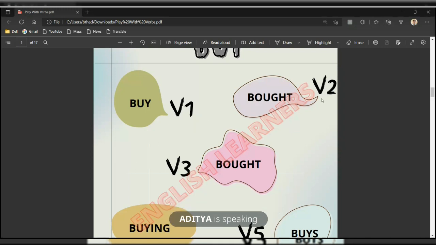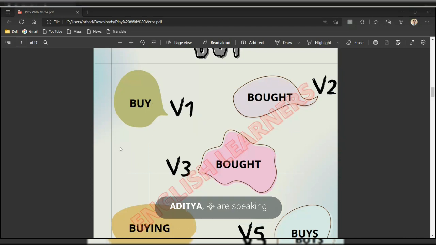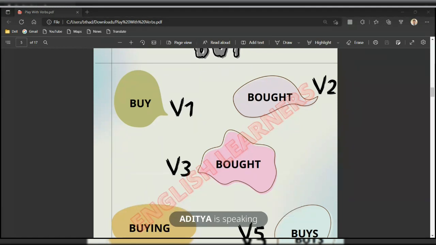Okay. Right now we will use verb second form. That is bought. So who wants to make first? Bought. My father bought me a new cycle on my birthday. May I? Yeah, go ahead. Well said. I bought a watch for her. Like, maine ghadi khareeda uske liye.